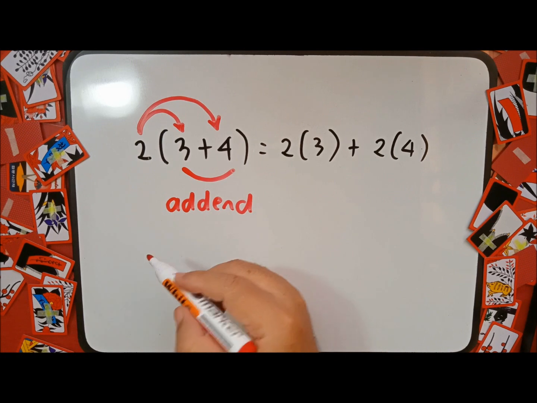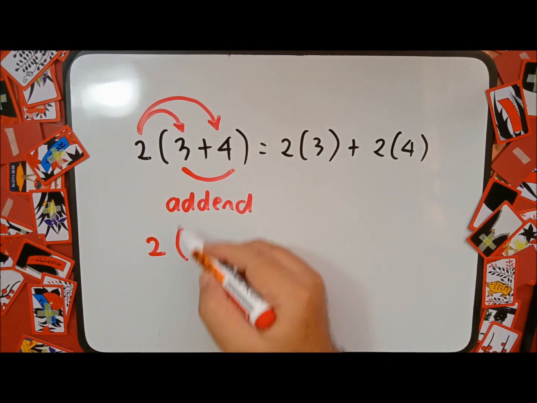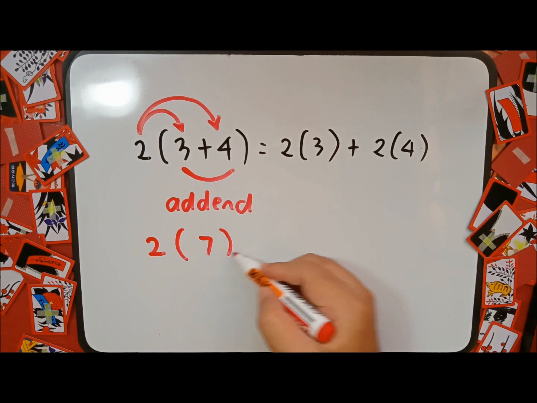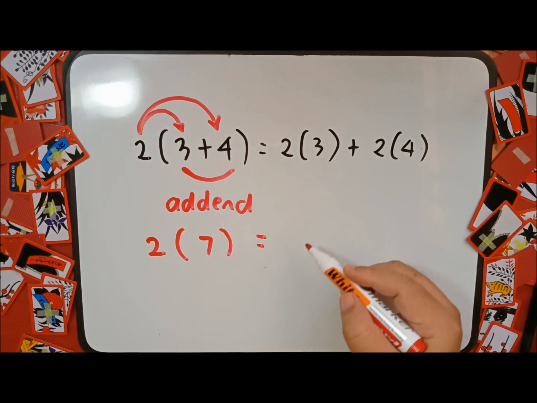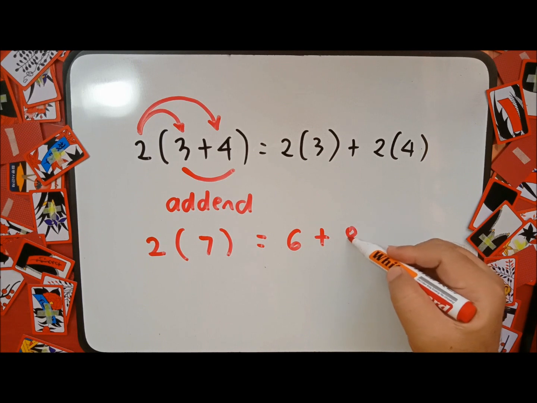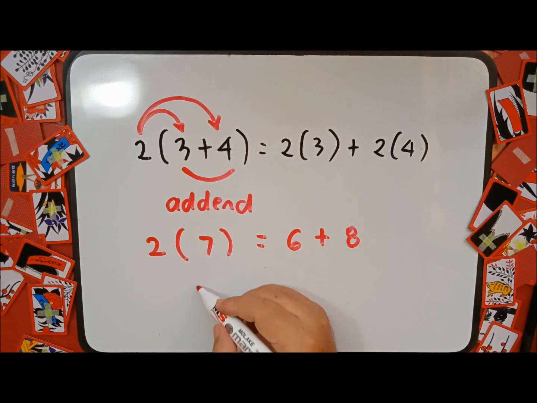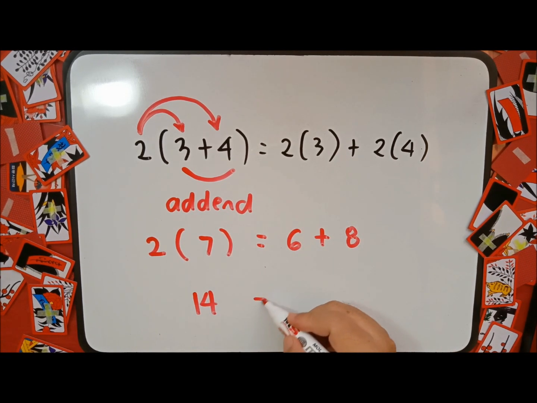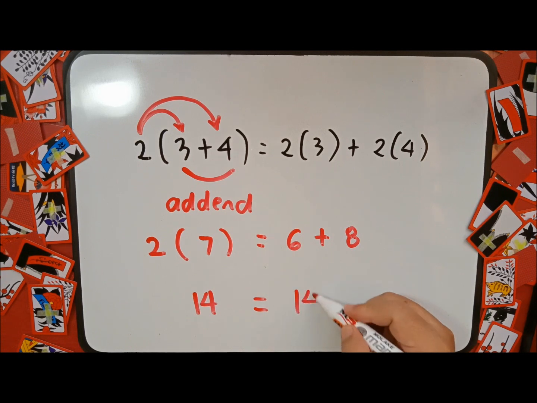Okay, let's check. 2 times (3 plus 4), 3 plus 4 is 7, is also the same as 2 times 3 is 6 plus 2 times 4 is 8. Let's check. 2 times 7, 14. 6 plus 8, 14. So, this is correct. Okay, let's go to the lesson proper.